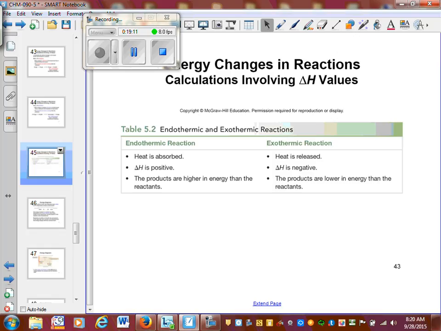So, in an endothermic reaction, heat is absorbed. Delta H is positive. The products are higher in energy than the reactants. Exothermic, heat is released, delta H is negative. The products are lower in energy than the reactants.